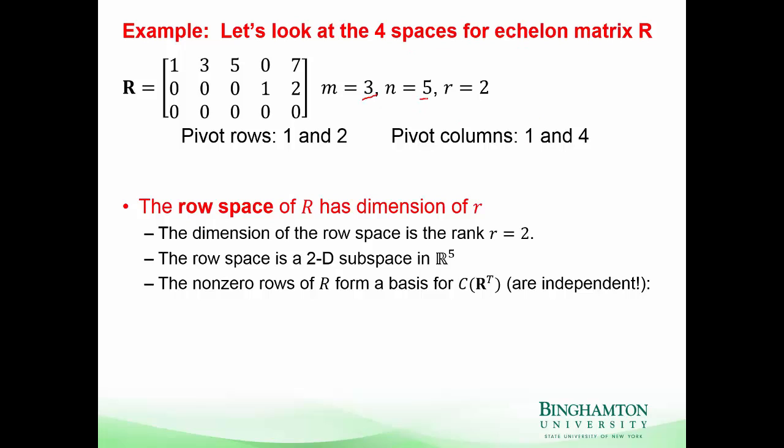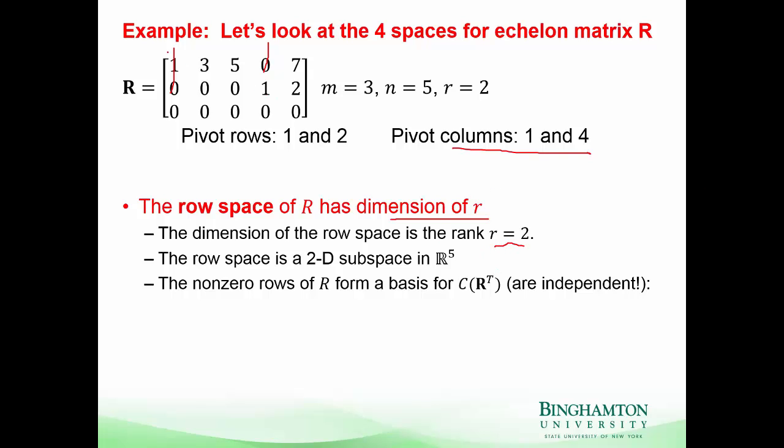So here we've got some 3 by 5 matrix R, and we can see we've got 1, 2 pivot rows, and we've got a row of all zeros. Therefore, we know that our rank is equal to 2. So we know that right off the bat. That's easy to see. We also see that we've got pivot columns. Column 1 and 4 are our pivot columns. And so, as we've already discussed, the row space of R has a dimension that's equal to the rank of the matrix. And so for this example, we've seen that the rank is 2.